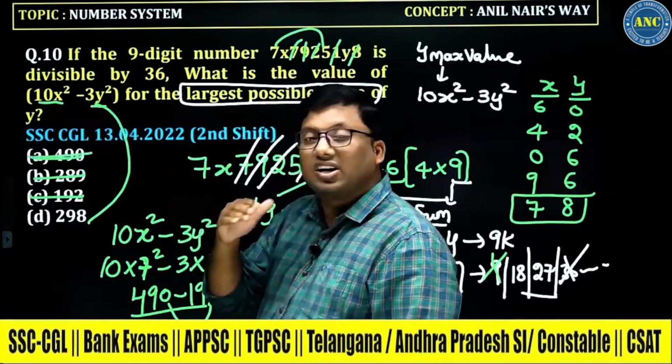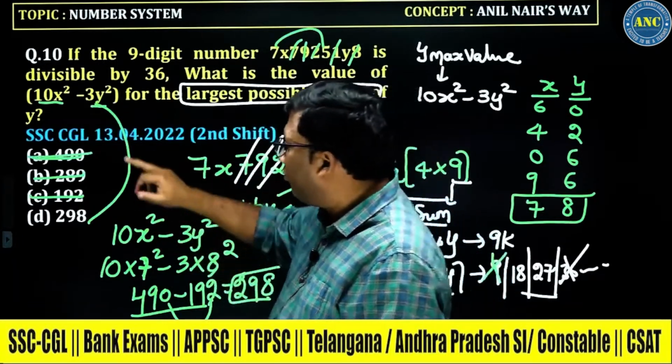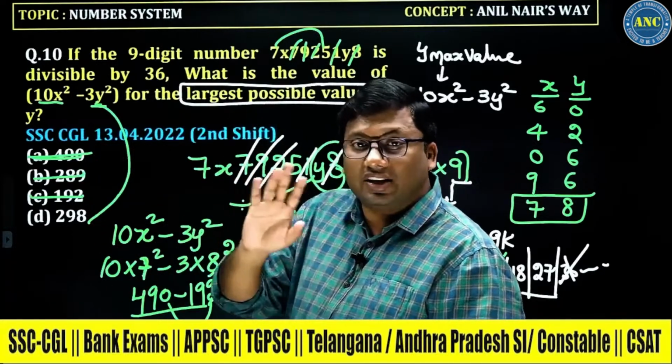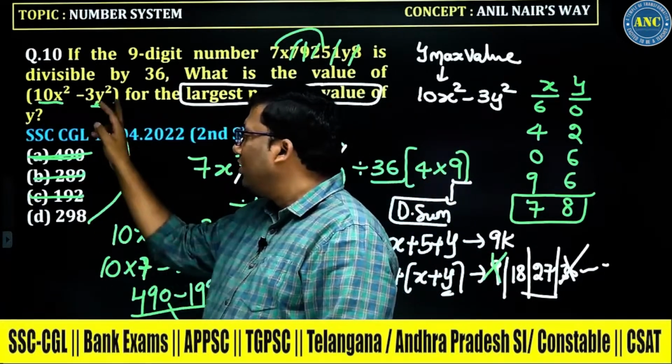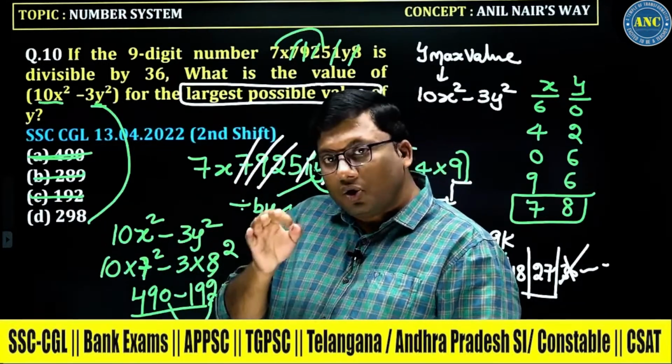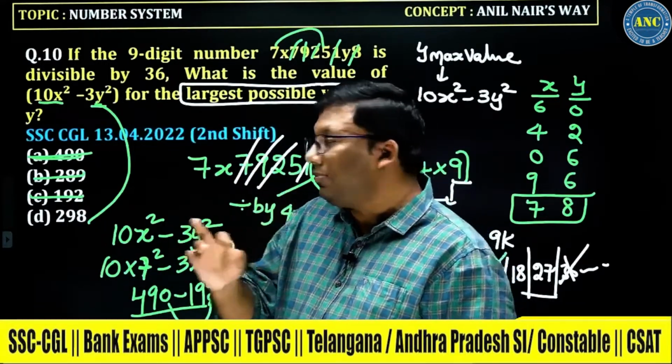Y is 8. 3 into 8 square, 64. 64 3s are 192. 192 plus 289, not divisible by 10. 192 plus 192, not divisible by 10. I hope the idea is very much clear.